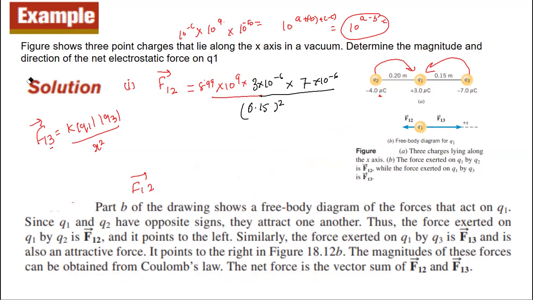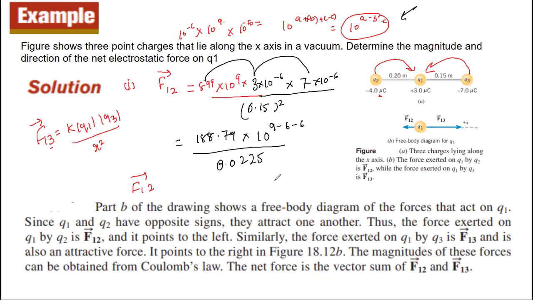So what I'll do is simplify a little bit. I have my calculator, 8.99 times 3 times 7. I just got the numbers over here. I multiplied these numbers and got 188.79 times 10 to the power 9 minus 6 minus 6. We already cleared the concept over here. And then in the denominator I have 0.15 times 0.15, which is 0.0225, right?